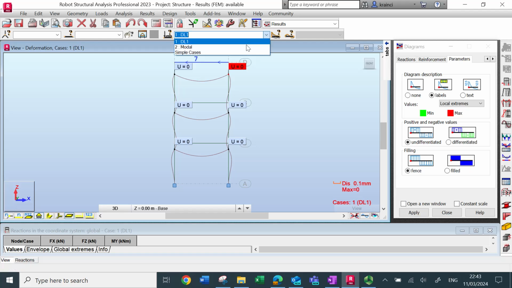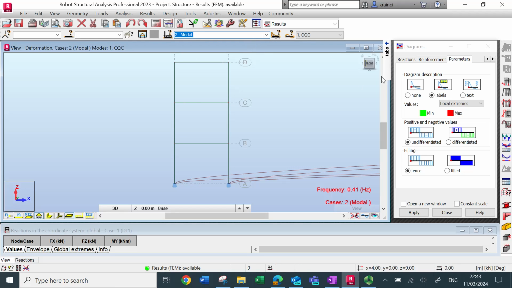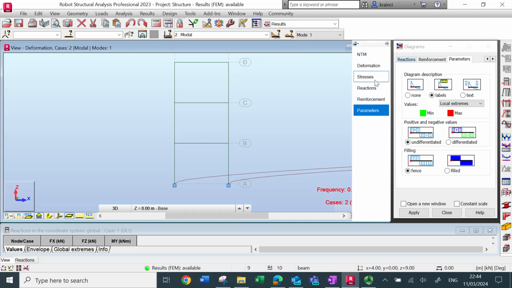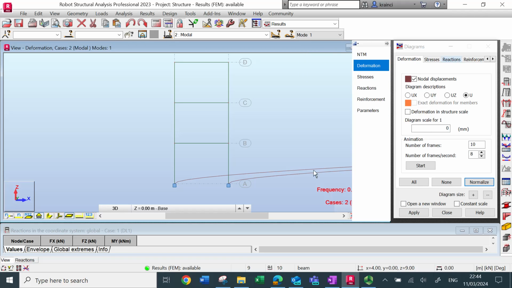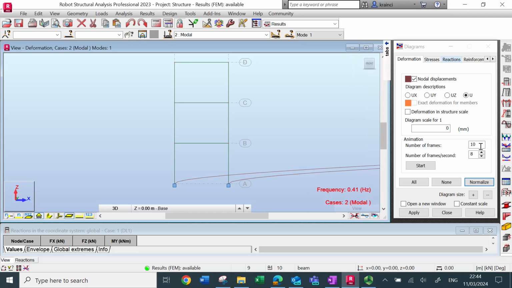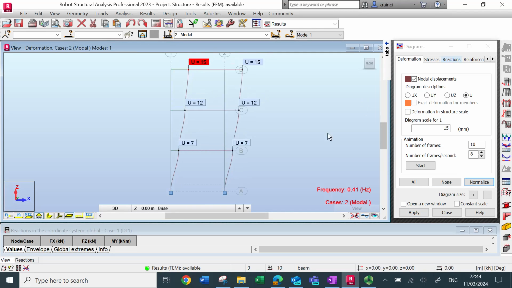What we need is to go to the modal load case and change to mode 1, and then the deformation is quite big, quite a bit bigger than the vertical one was, so that's why it's showing so big. So it's telling us the frequency is 0.41, and the first mode is this one.